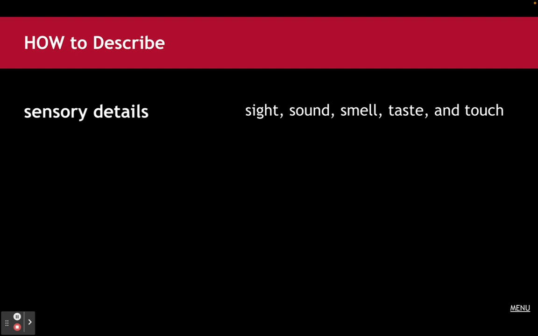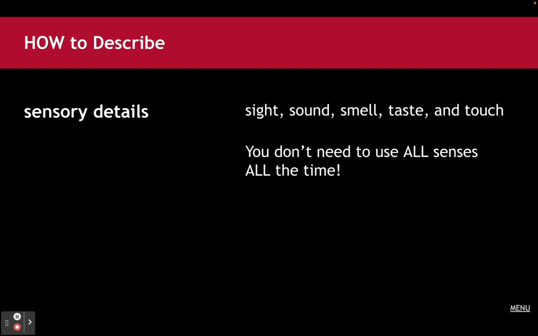How to describe. So sensory details. You don't need to use all the senses all the time, though. Again, this is a balance. If you say too much, the reader might get bored or overwhelmed and unable to track everything you're telling them. So stick to the things that really connect with what you're trying to say.